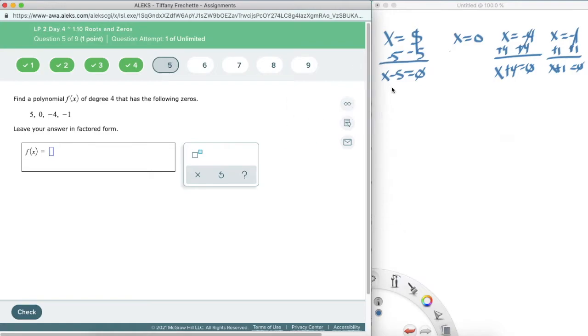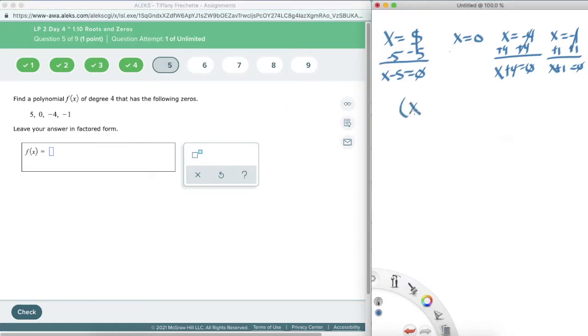So I have x minus 5, x plus 4, and x plus 1. And I want to make sure I put this x on there. It's just x on the beginning. And then that's going to equal f of x, which they already have here. So I'm going to put it on the end here because I don't have enough room to write on the other side. It doesn't matter if it's on the left side or the right side. It means the same thing.